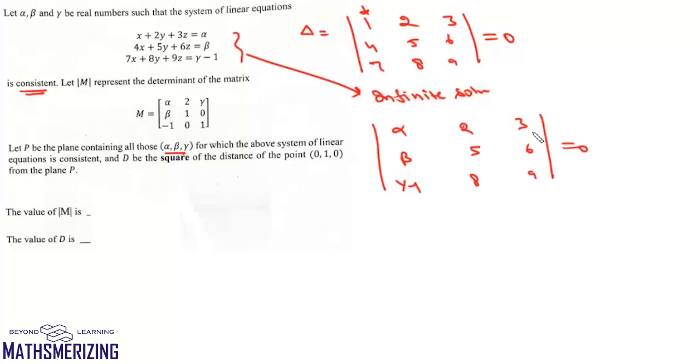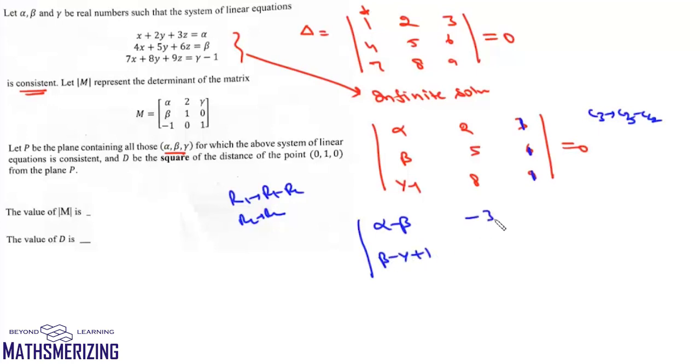Now what we'll do is, we'll write C3 as C3 minus C2. So it'll be 1, 1 and 1, and now we'll take R1 as R1 minus R2 and R2 as R2 minus R3. So we get alpha minus beta, beta minus gamma plus 1. Now this is minus 3, this is minus 3. Now this is 0, 0, gamma minus 1, 8 and 1, and it'll be equal to 0.